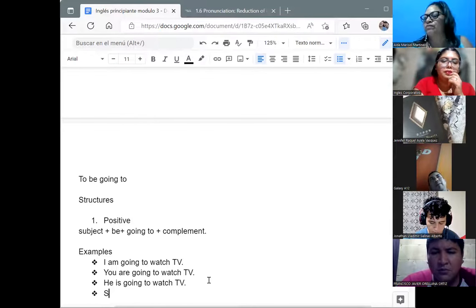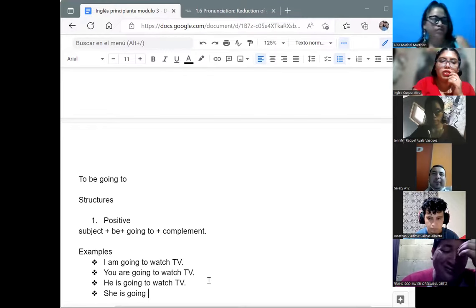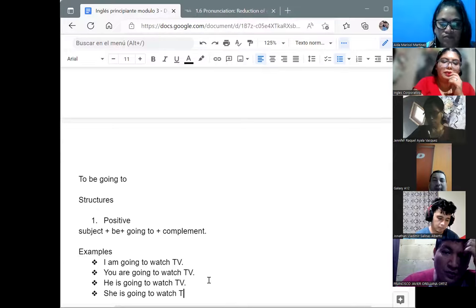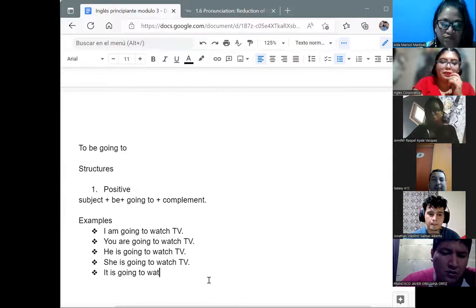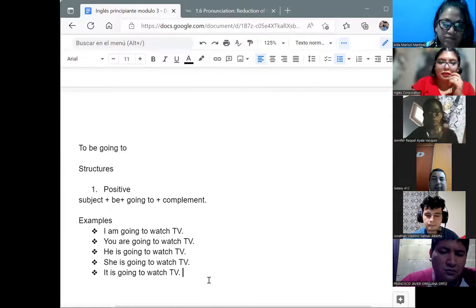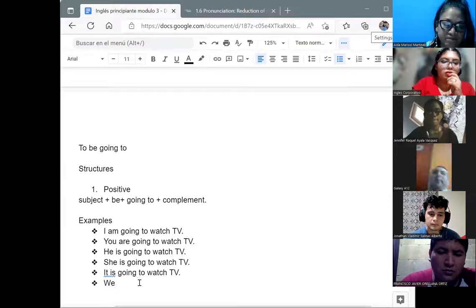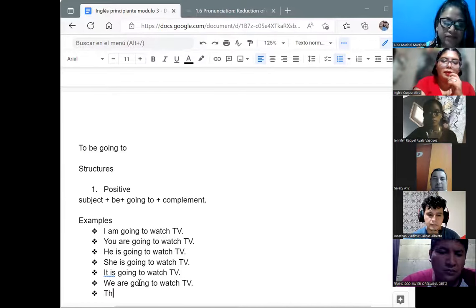Then we have she is going to watch TV. Then we have it is going to watch TV. Then we are going to watch TV. And the last one, they are going to watch TV.